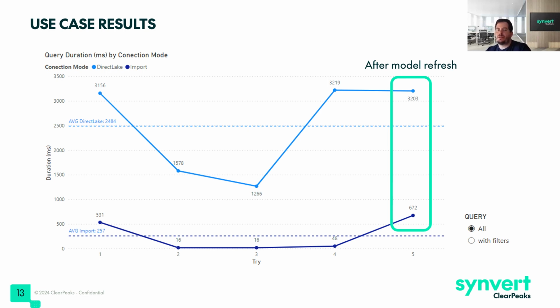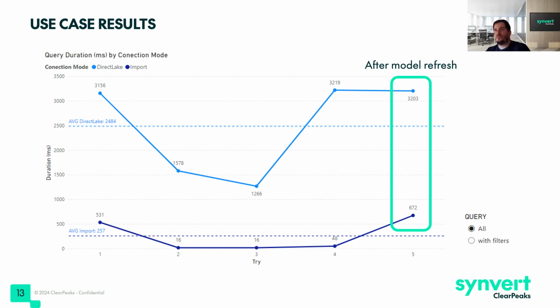After conducting multiple iterations of the same process, including one with model refresh to prevent query caching, we have the final results of our test. As you can see on this graph, while import exhibits superior performance, direct lake performs admirably considering the volume of data queried without the need of model processing.